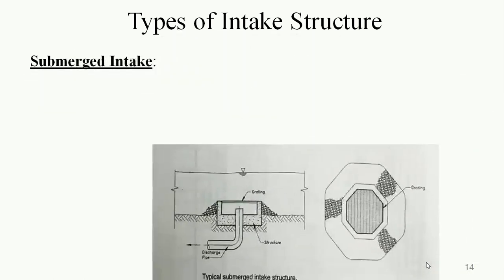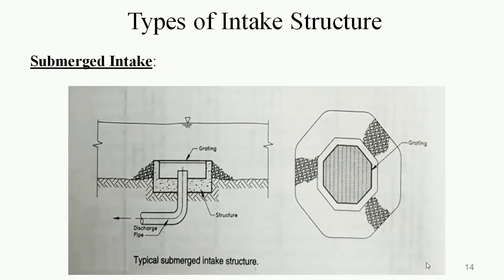The following figure shows a typical submerged intake structure. We can clearly see how a grated mesh screen is provided at the top of the discharge pipe to avoid the entry of harmful trash and debris which may clog the discharge pipe.